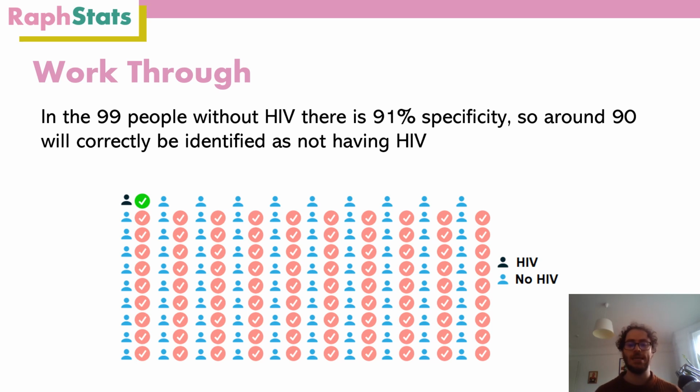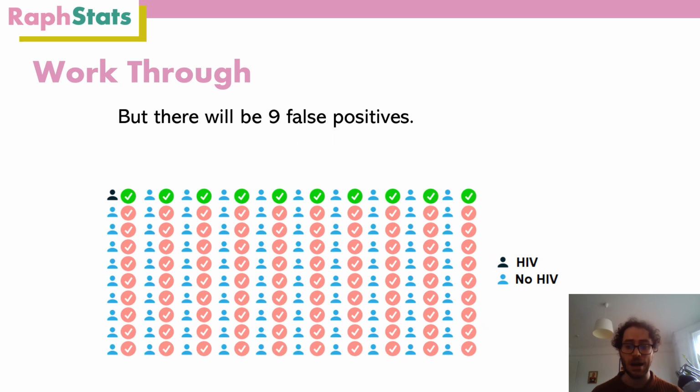Now, we've got 99 people here who don't have HIV, and we know there's a 91% specificity. This is the reason that I chose 91 rather than 90. What this means is 90 people will be correctly identified, because we're going to correctly identify 91% of people who don't have the disease as not having it. That's 90 out of that 99. So we'll put little red ticks by them to show that they got a negative test. But if you're only correctly identifying 91% of people as not having the disease, that means you're telling 9 people who don't have the disease that they do. So we'll put 9 green ticks by those people to show that we've told them they have the disease, even though they don't.